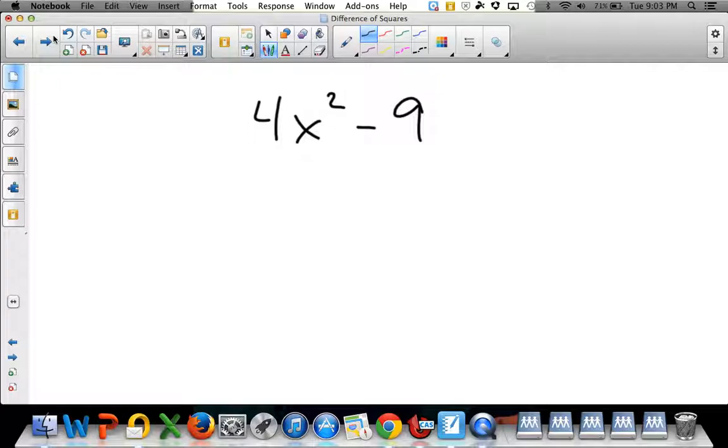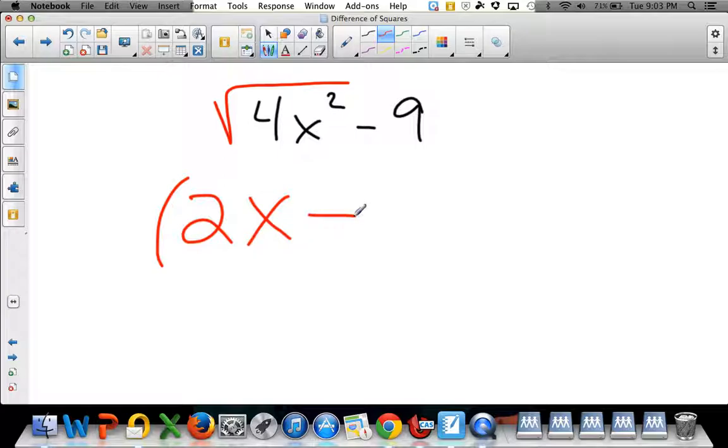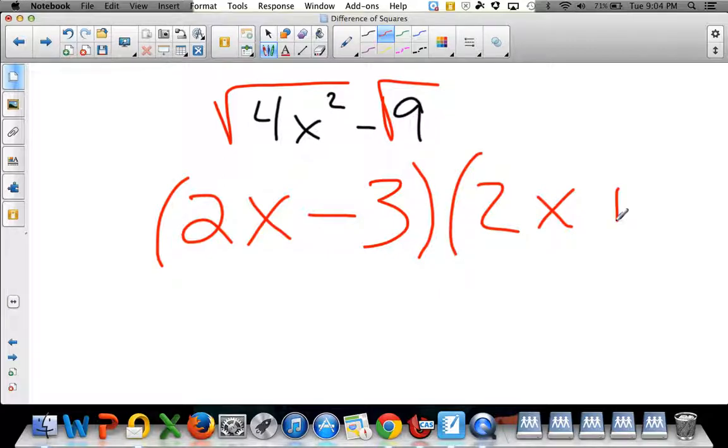Let's go on. Right here it's a little bit different, because now I have a coefficient in front of my variable. Still, 4 is a perfect square. The square root of 4 is 2. The square root of x squared is x. Keep my minus sign. And the square root of 9 is 3. Now I would just rewrite it as the same thing, but with a plus sign. And that's my answer.